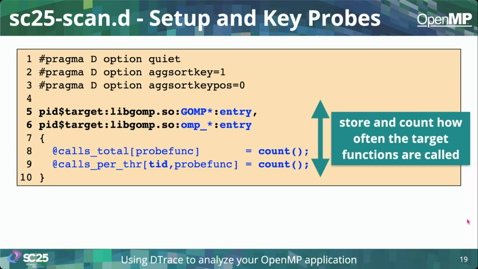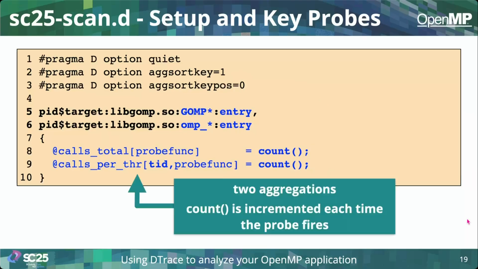So that's a fairly wide net that I'm casting, and when that probe fires, I want to populate 2 aggregations. At line 8, calls_total, I use probefunc as a key. Probefunc is the name of the function, so that's one of those GOMP functions or an OMP function. And what it does, it's counting. Count is an aggregation function that increments each time the probe fires. So what I'm doing here is I'm counting how often these functions were executed.